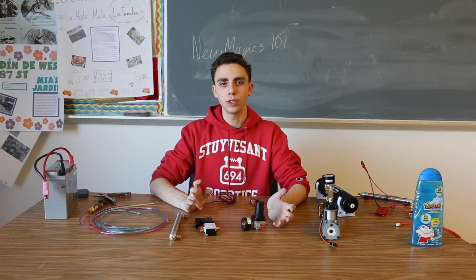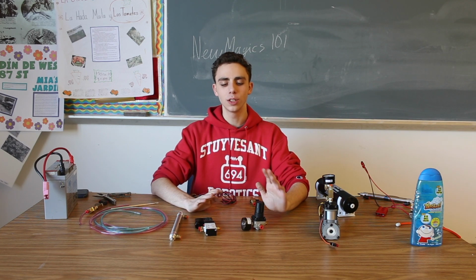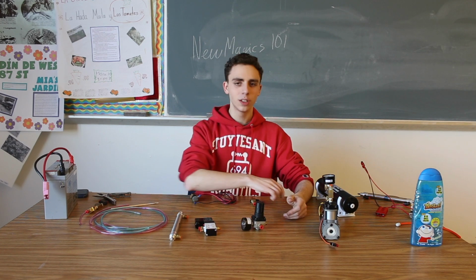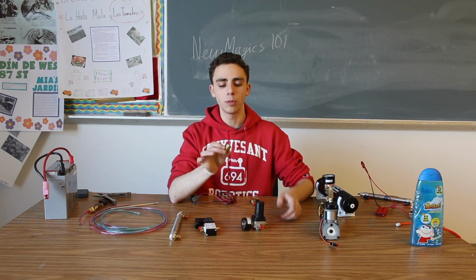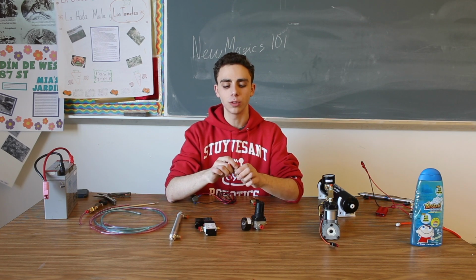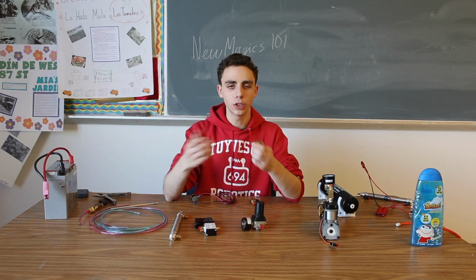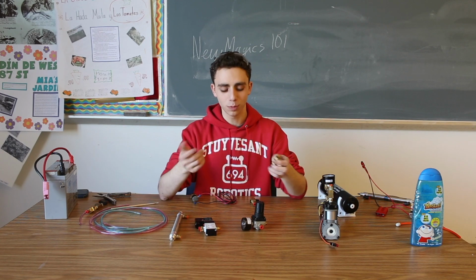Now there are a few safety mechanisms in a pneumatic system so that you don't blow anything up. You have the pressure relief valve, which after 120 psi will start releasing air so that you don't build up air in your system and explode.